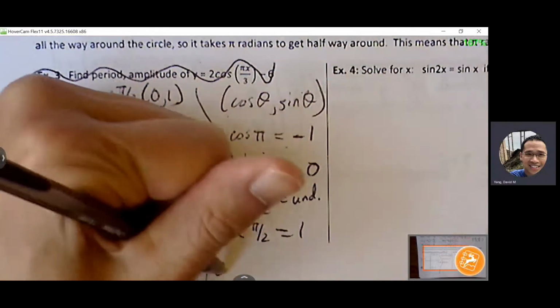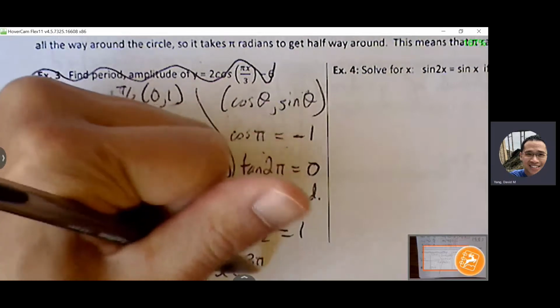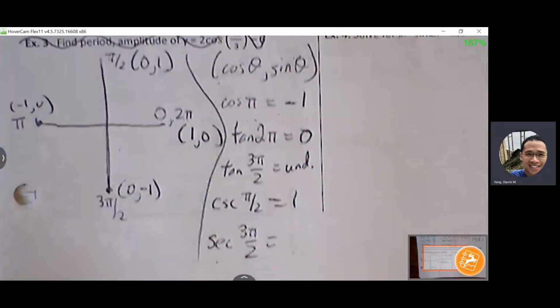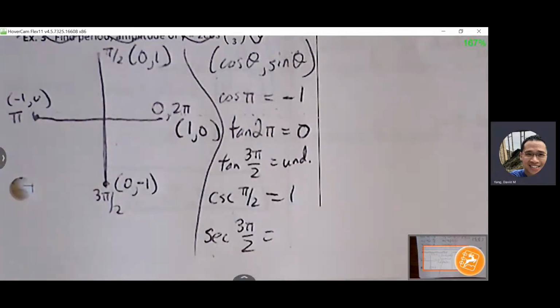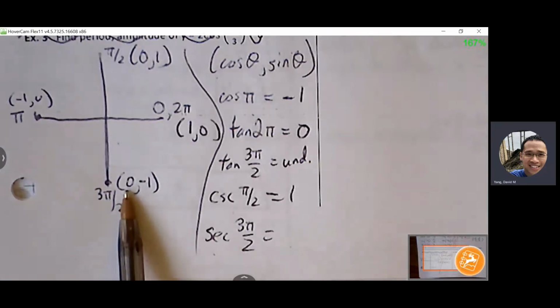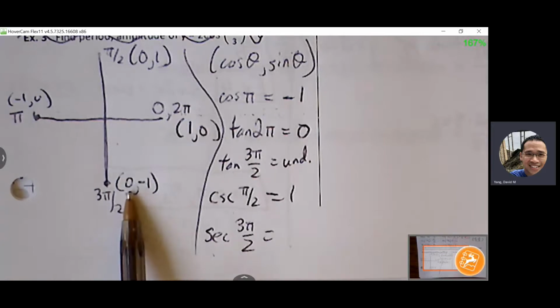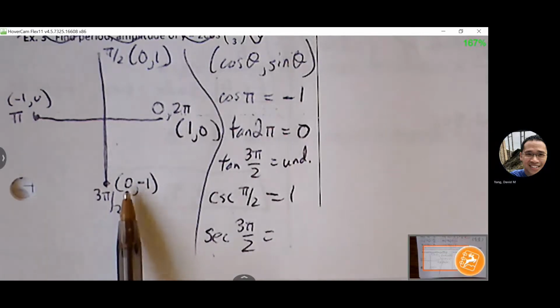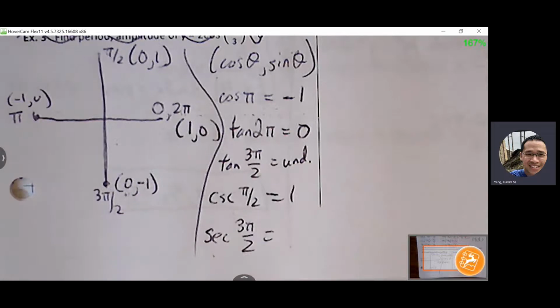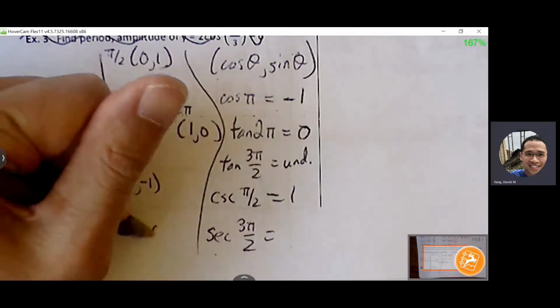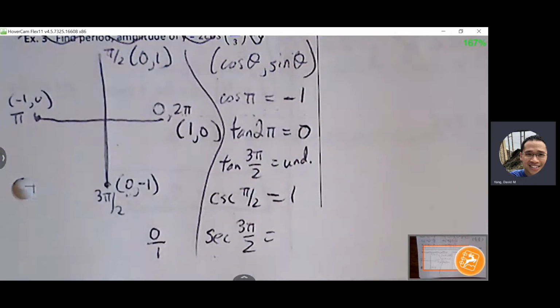All right, one more here. Secant of 3 pi over 2. Secant is related to the x value. You're looking at the 0, but what do you do with the 0? I know the 0 is for cosine, so how do I get the secant? Flip it. So if I flip 0, what's that? It's 1 over 0, and 1 over 0 is undefined.